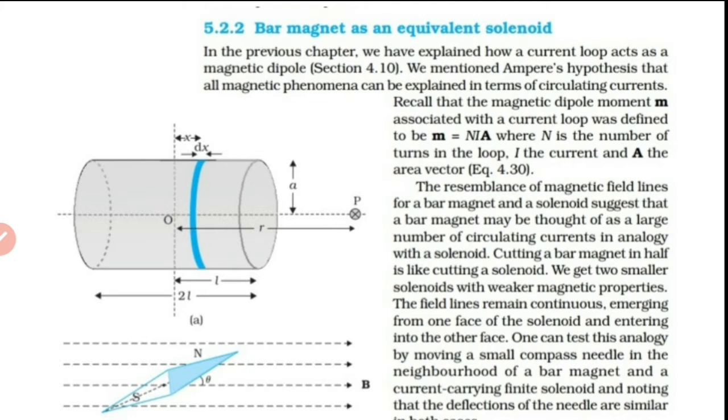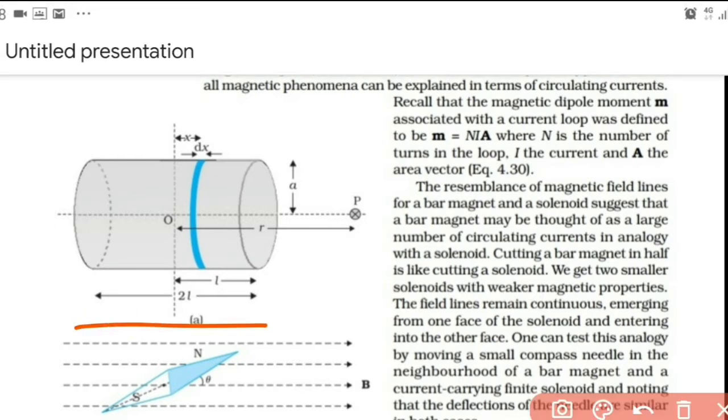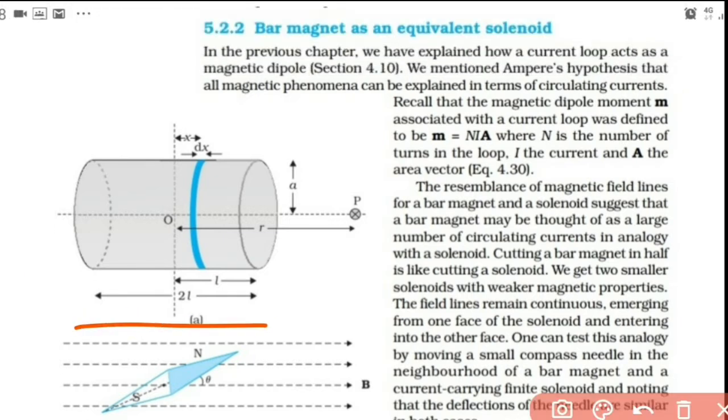Each loop of the solenoid has a magnetic moment, that is the dipole moment m equal to Ia. So if there are capital N turns altogether, we know the total magnetic moment is equal to NIa, where I is the current. Now to start with, we make some assumptions. The length of the bar magnet we take to be 2L. Here you can see this is 2L and half length becomes L.